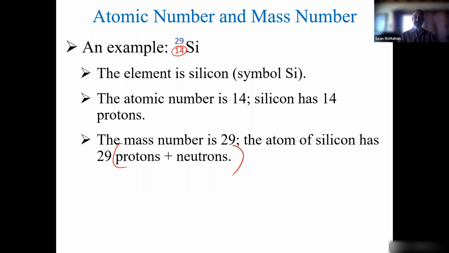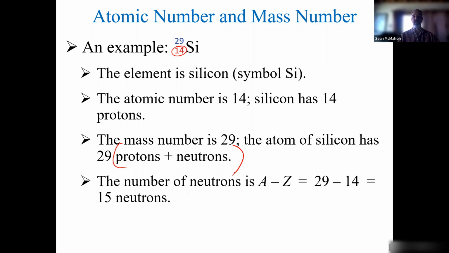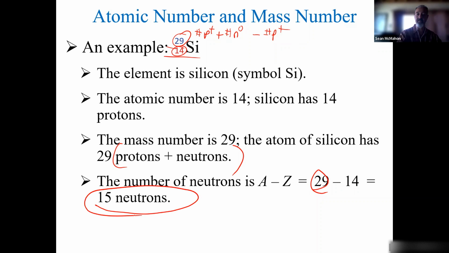So can I figure out the number of neutrons? Yeah. I take 29 because that's, right? The mass number is the number of protons plus the number of neutrons. And from that mass number, I subtract the atomic number, which is the number of protons. Right? So I take 29 minus 14, and I get 15 neutrons. Okay.